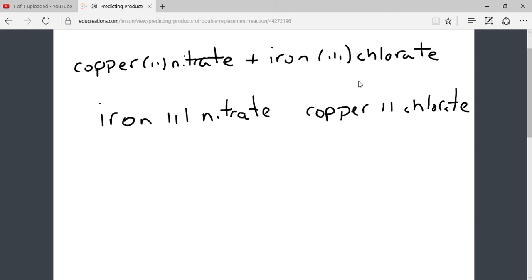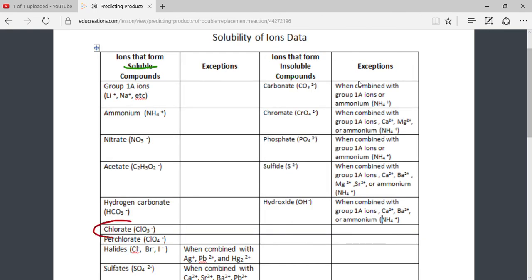However, when consulting the ion solubility rules, we can see that chlorate and nitrate compounds are always soluble in water. Let us take a quick look. Here is our chlorate ion. No exceptions are listed. Therefore, all chlorate compounds should be soluble in water. The same holds true for nitrate. Therefore, a double replacement reaction would not occur here. Any compounds that would form would remain aqueous. Therefore, we write no reaction in a case like this.